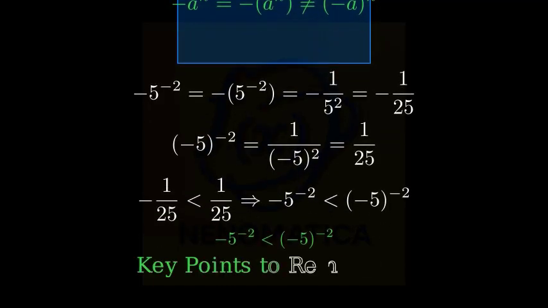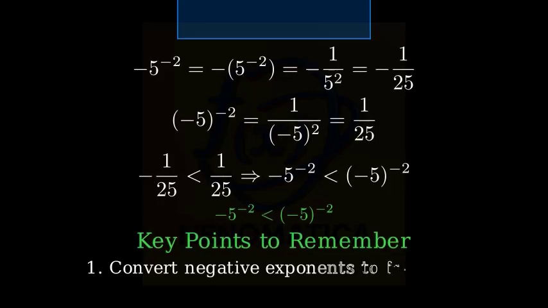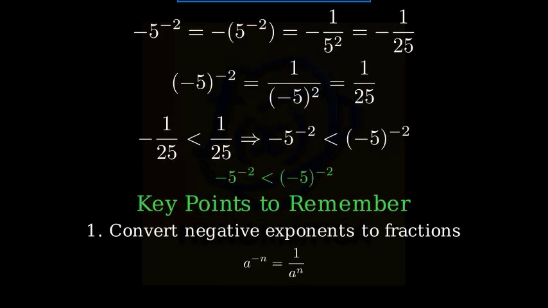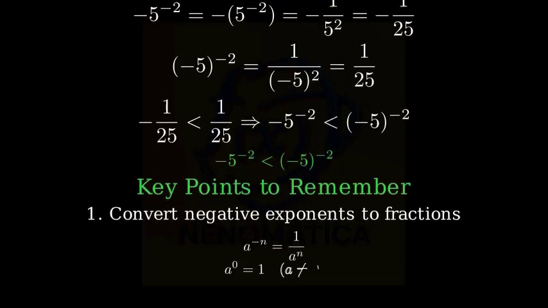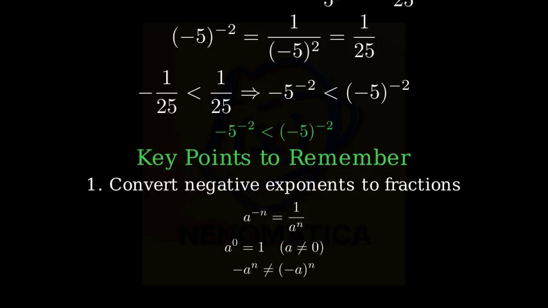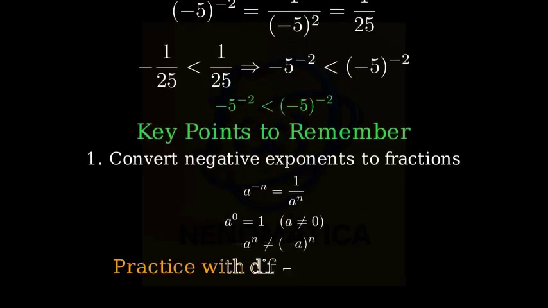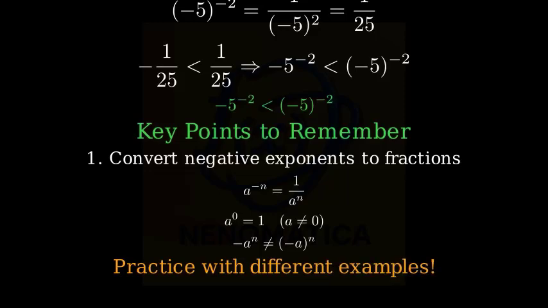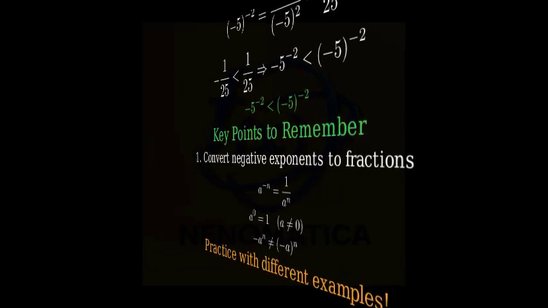When comparing expressions with negative exponents, it's helpful to convert them to fractions first. Remember that a to the power of -n equals 1 over a to the power of n. Also, any non-zero number raised to the power of 0 equals 1. When dealing with negative numbers, be careful about parentheses and order of operations. With these rules in mind, you can compare any expressions with negative or fractional exponents.